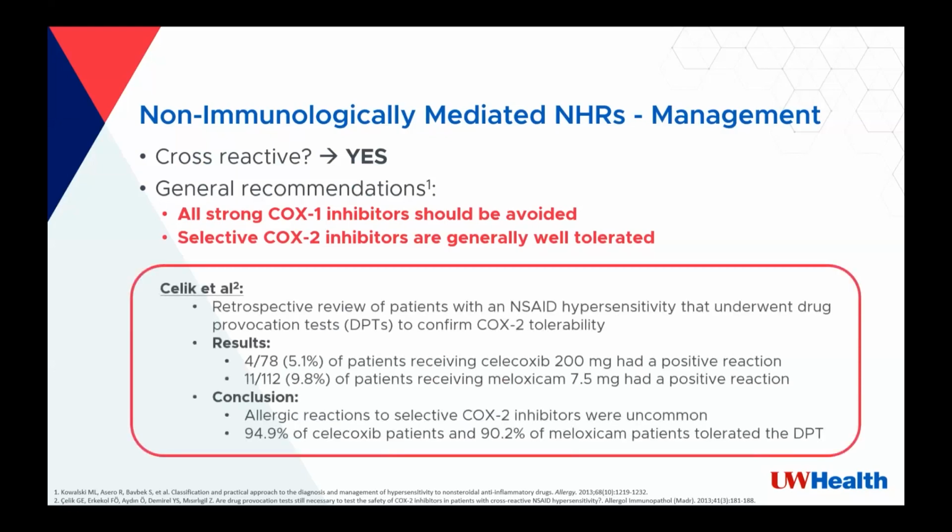And our recommendations in favor of selective COX-2 inhibitors mostly come from retrospective reviews. In this retrospective review from Seelig et al., there were 309 patients with a prior documented NSAID hypersensitivity, and they underwent drug provocation tests or DPTs to confirm COX-2 tolerability. Patients received either celecoxib or meloxicam, and only 5.1% of patients had a positive reaction in the celecoxib group, and about 10% of patients in the meloxicam group had a positive reaction. So this shows us that allergic reactions to selective COX-2 inhibitors were fairly uncommon in patients with a previously documented NSAID hypersensitivity, and that over 90% of patients were able to tolerate a COX-2 inhibitor. So definitely an option to think about in these patients.